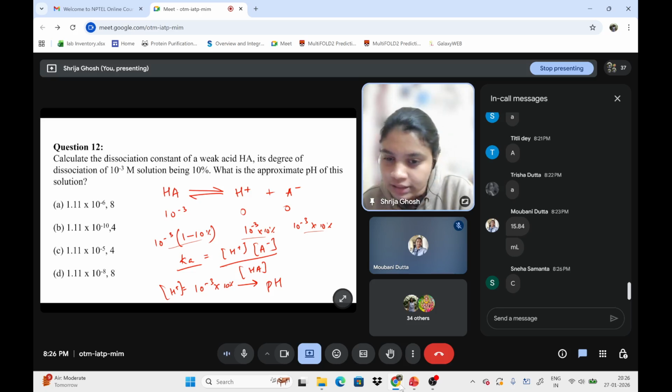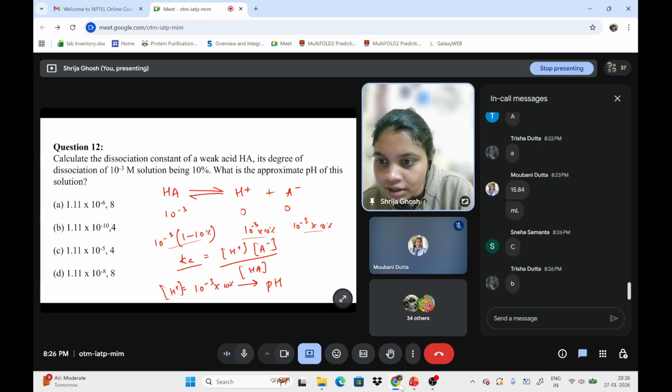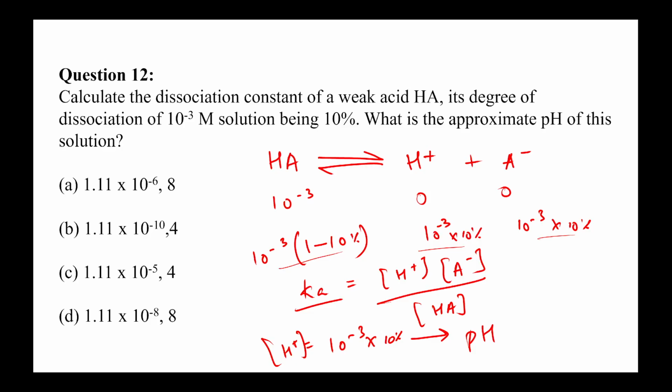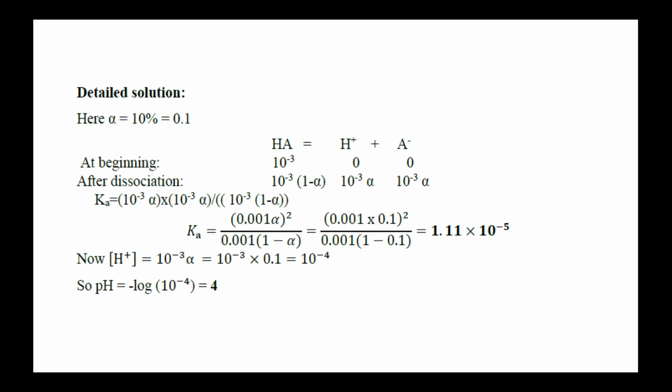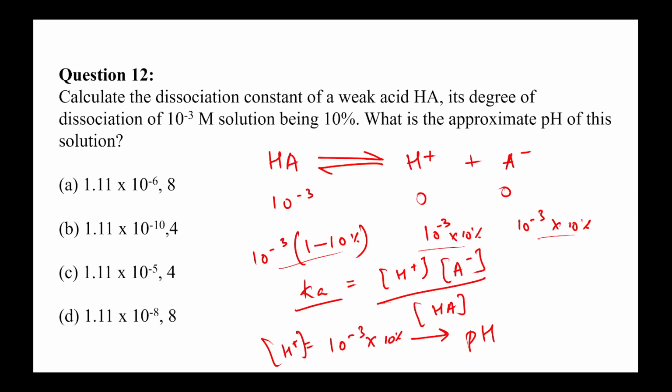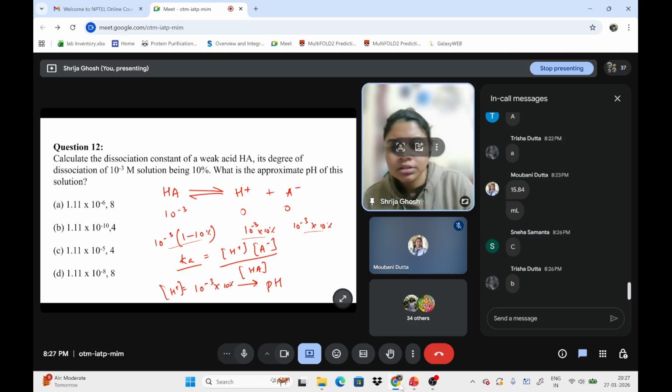Sneha has answered option C. Are you sure it is option C? Okay, let me also check. The correct answer is 1.11 into 10 raised to the power minus 5, so option C is the correct answer. What about others? Are you able to calculate this? We have already calculated this type of question, right? You had answered in that case, so you all should be able to answer in this case as well.